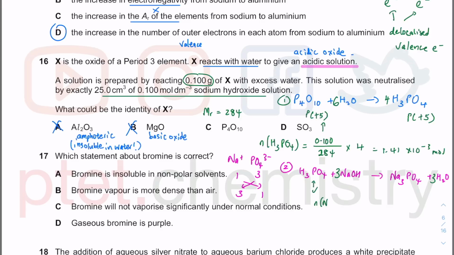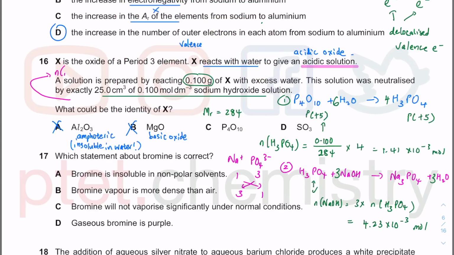So the mole of NaOH is going to be 3 times the mole of the H3PO4. So what do I get? So 3 times my previous answer. I get 4.23 times 10 to the minus 3 mole. So this is how much NaOH is required to react with all of the H3PO4. That doesn't look like the actual mole of NaOH required, but let's have a look at this.